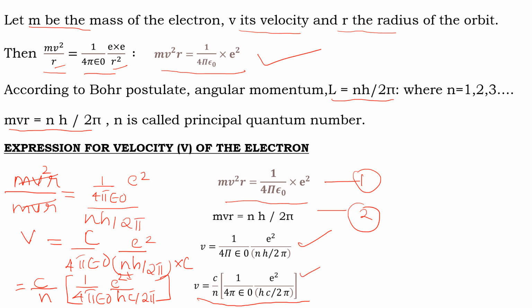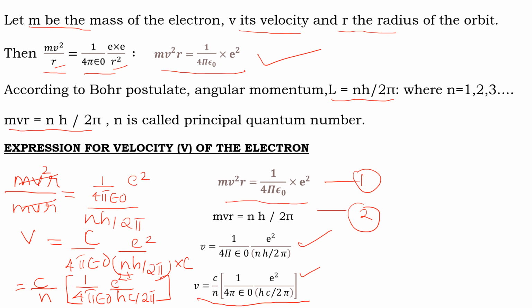Consider this term, that is the term in the bracket. 1/4πε0 is a constant. Epsilon 0 is 8.85 into 10⁻¹². Then e, that is the charge of the proton and electron, is a constant 1.6 into 10⁻¹⁹ coulomb. And h, the Planck's constant, is 6.634 into 10⁻³⁴. And c, the velocity of light, is 3 into 10⁸.